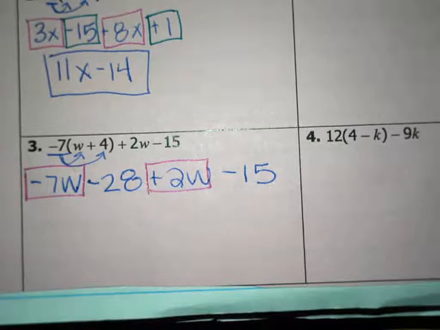Don't forget your integer rules. Negative 7w plus 2w is? Negative 5w.